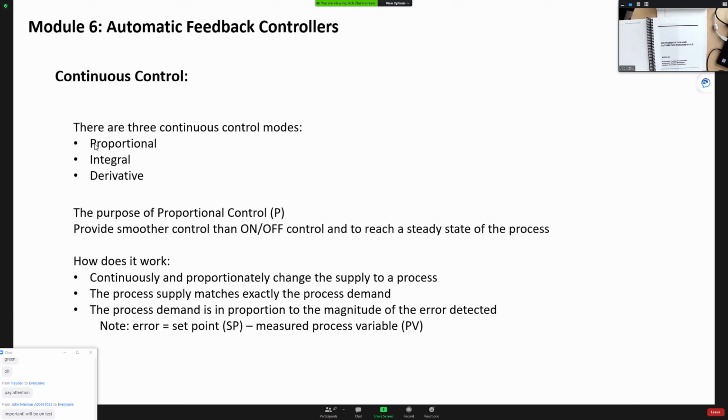Then you have 3 different types of continuous control methods. Because your on-off control is always changing, while proportional control and all those continuous control methods can reach a steady state in the process. We will go through it in detail, but by using those control methods, your tank's liquid level will reach a certain level and will stay there if you don't make any more changes.